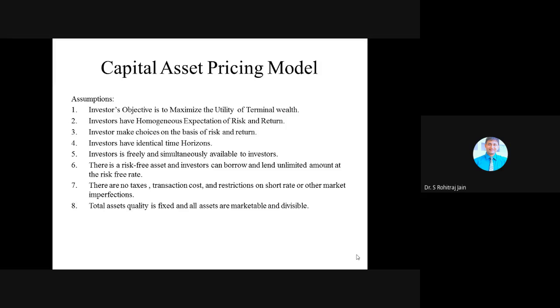So I'm repeating, students, the fifth assumption is that information is freely and simultaneously available to all the investors. Then the sixth assumption of CAPM is that there is a risk-free asset and investors can borrow and lend unlimited amounts at the risk-free rate. Now here, if you are doing your project related to portfolio construction, you need to consider this risk-free rate. Now, what do you mean by risk-free rate?